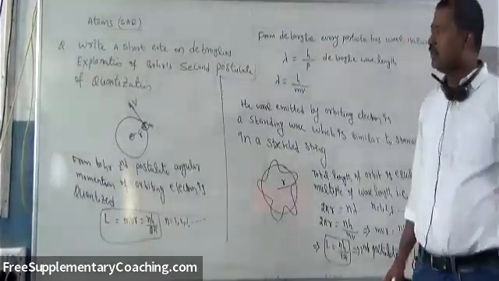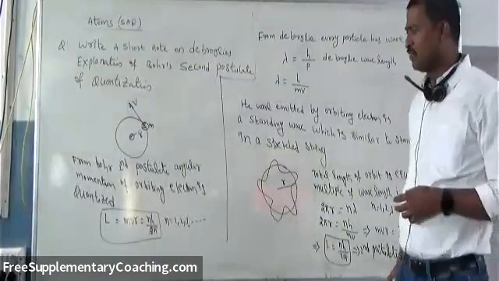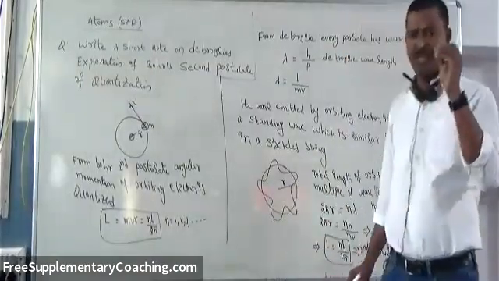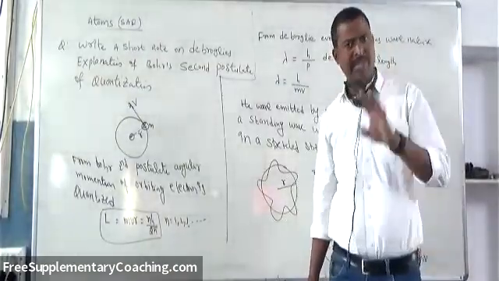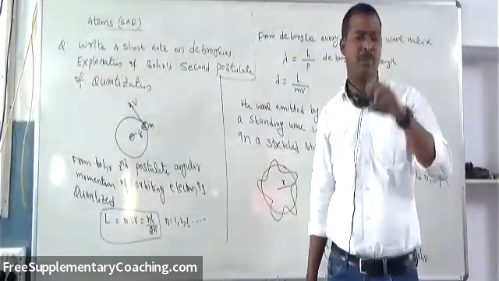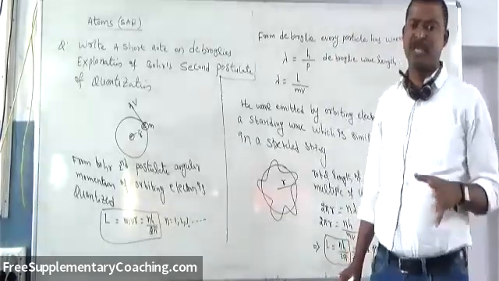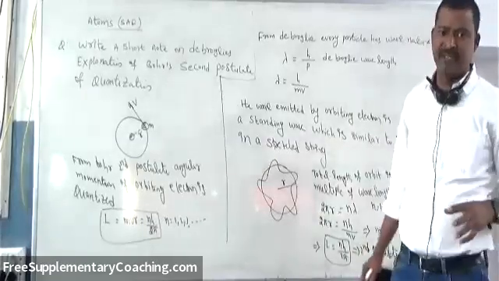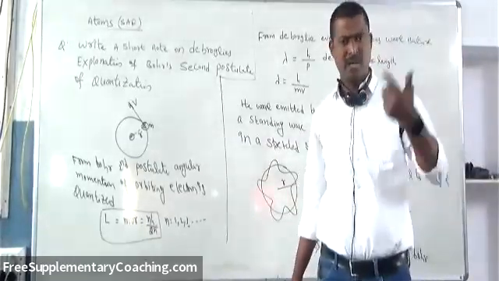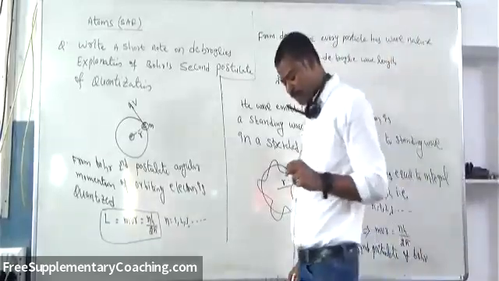Clear now? Write a short note on de Broglie's explanation of Bohr's second postulate of quantization. First, we need to define what is the second postulate of Bohr. Then, according to de Broglie, every particle has wave nature. The wavelength of de Broglie is this much. And from that, whenever an orbiting electron revolves in an orbit, it emits a wave as per de Broglie.